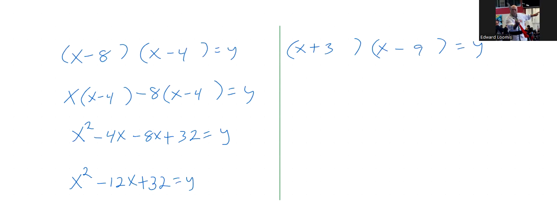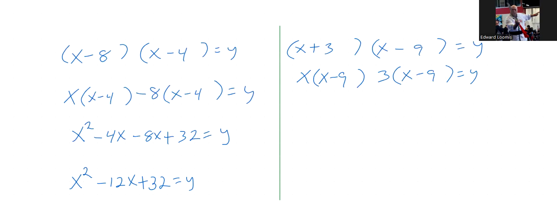Let's look at the second one. (x plus 3)(x minus 9) equals y. Let's take the first parenthesis and break it apart. x and 3. This is called foiling, by the way. First times first, outer times outer, inner times inner, and last times last. That's foiling. So x, 3, and the second parenthesis with both of them. Second parenthesis is x minus 9, x minus 9. When I distribute, I can get rid of the parentheses.